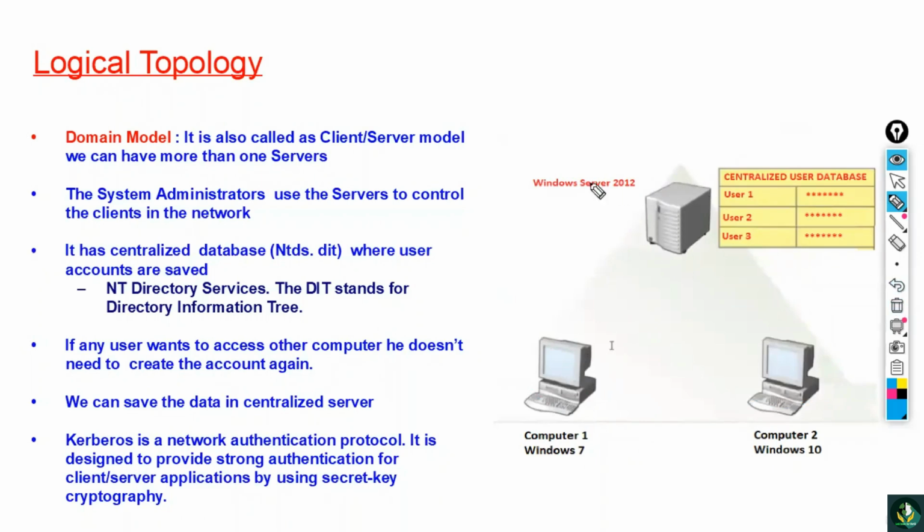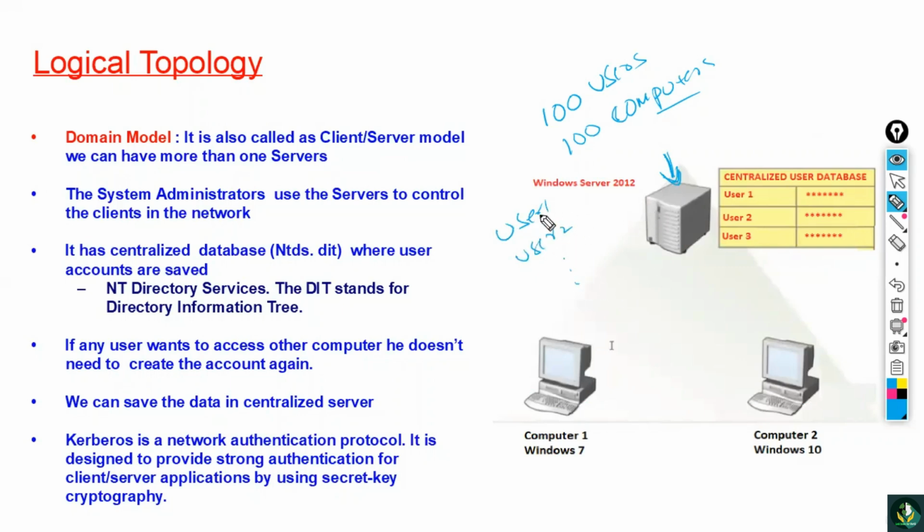So let us take the same example. We have 100 users and we have 100 computers. So with this domain model, with this client server model, you are going to create the 100 user accounts on this server only once. You don't need to create these 100 users on 100 computers. You are going to create it only once. User 1, user 2, and so on.